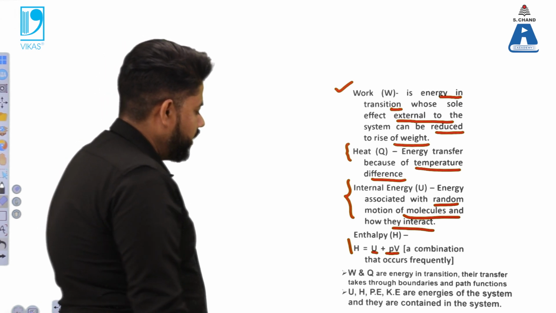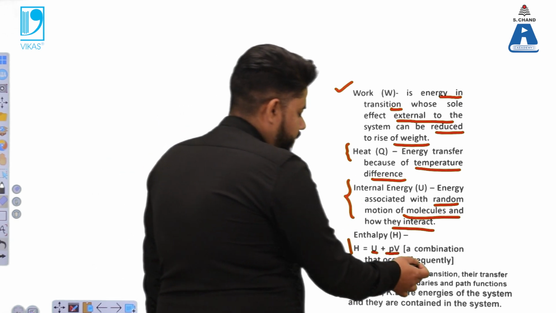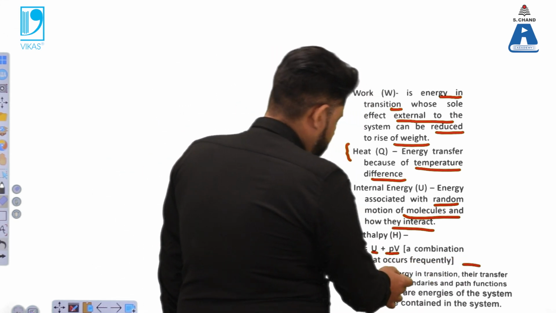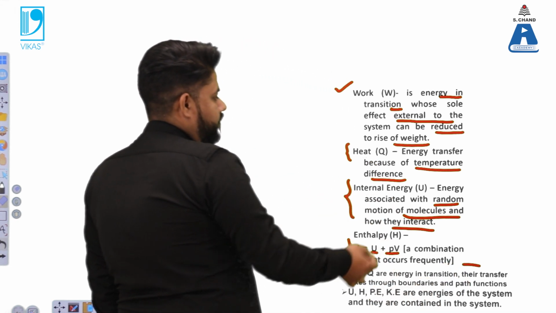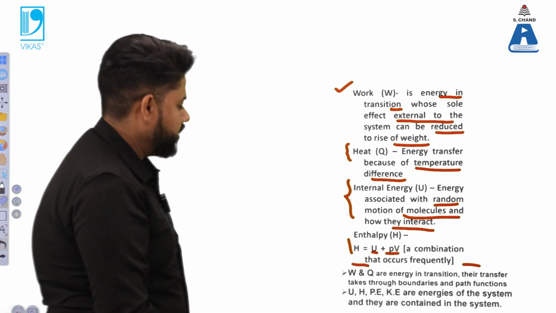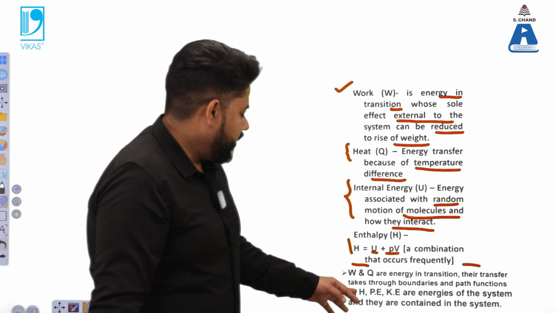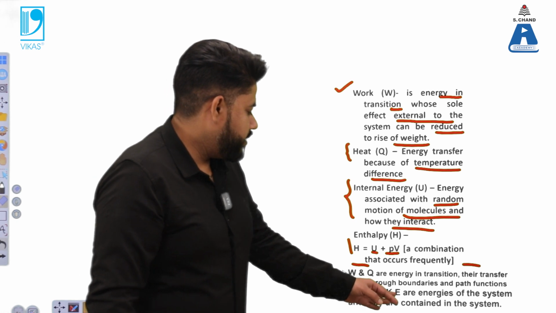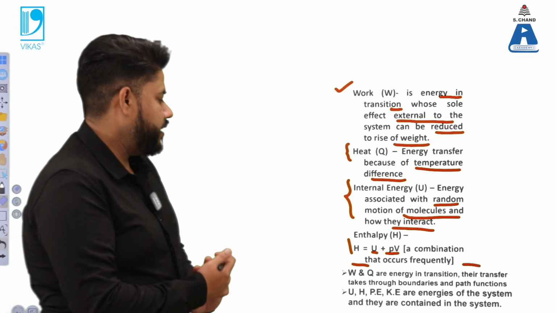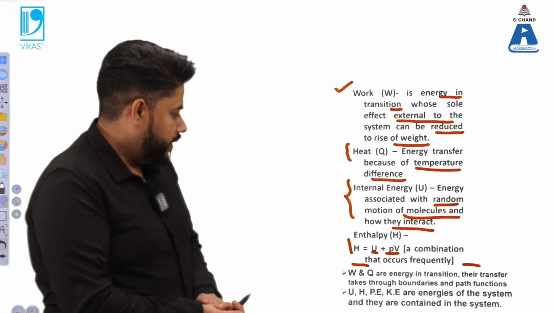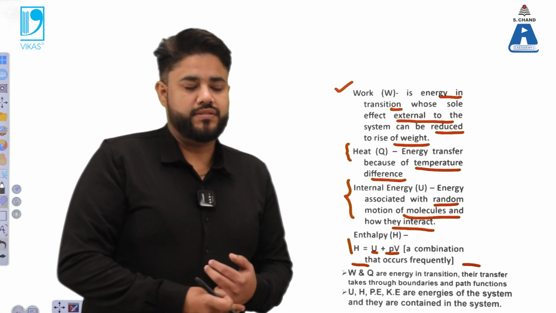And W and Q, which is work and that particular heat, they are basically energy in transition, and their transference takes place through the boundaries, and they are particularly called the path functions. And the other sorts of energies like internal energy, enthalpy, potential energy, kinetic energies, they are basically the energies which are there for the system, and those energies are basically contained in that particular system.